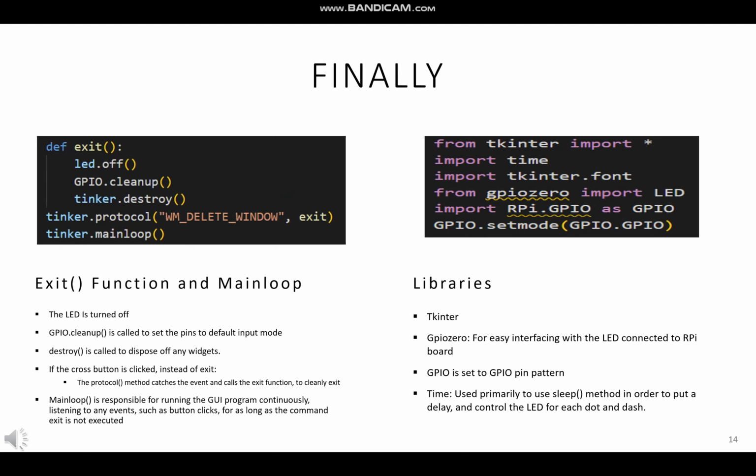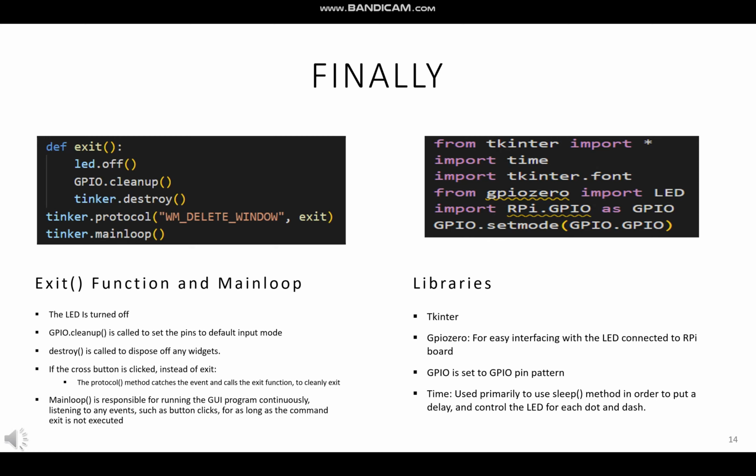Finally, an exit function is defined which is used to turn the LED off. GPIO.cleanup is called to set the pins to default input mode, and destroy is called to dispose of any widgets that were created. Now, if the cross button is clicked instead of exit, the protocol method catches the event and calls the exit function to cleanly exit. Main loop is basically responsible for running the GUI program continuously, listening to any events such as button clicks or user inputs for as long as the command exit is not executed.